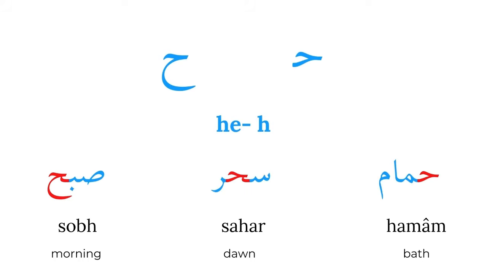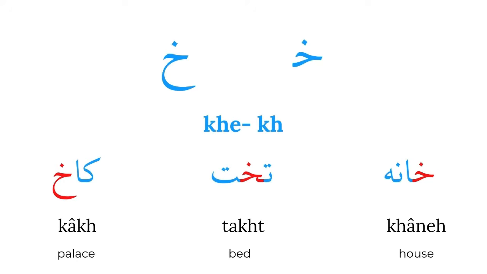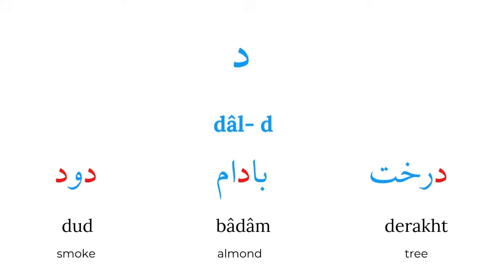Hammam, sahar, صبح. Khe. And this one is like in the back of your throat. Like if you have something stuck in the back of your throat and you need to get it out, it's that kh. Khane, tacht, kach. Dal, درخت, بادام, دود.